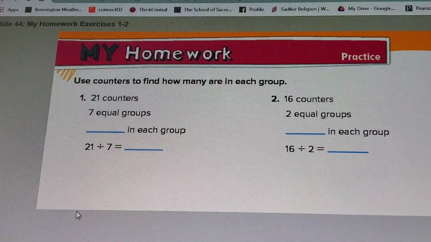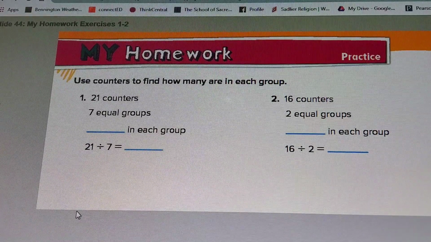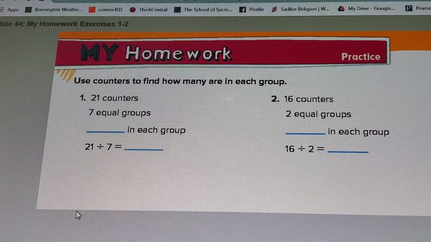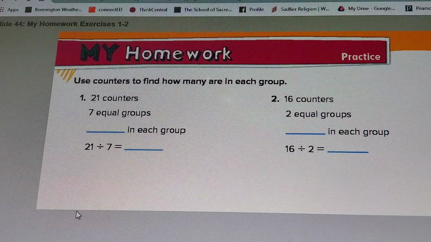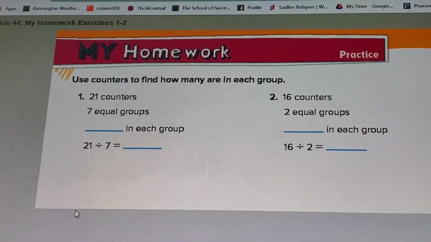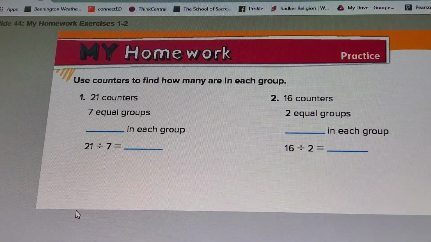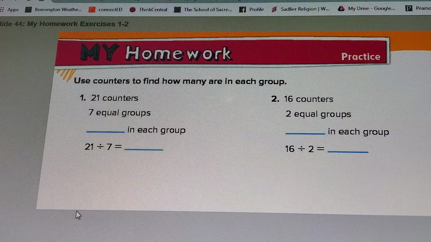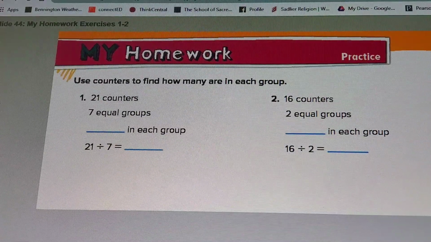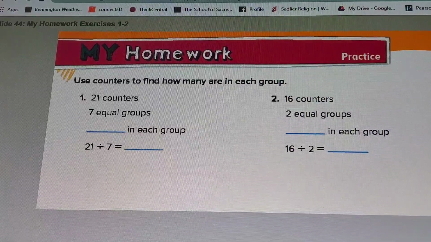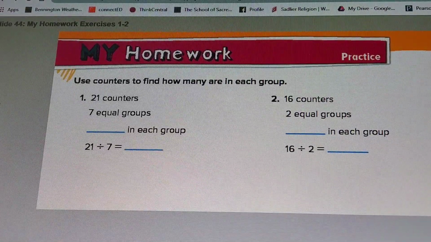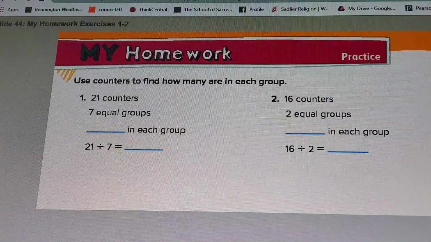On number 2, you're going to get 16 counters. You're going to make 2 equal groups. So you'll partition them one at a time until you're out of counters. How many in each group? 16 divided by 2 equals unknown. And again, you can stop this or pause it so you can continue to use your counters.